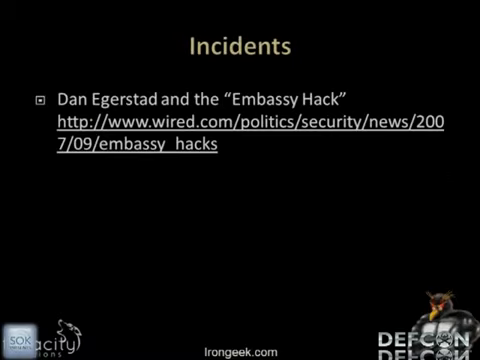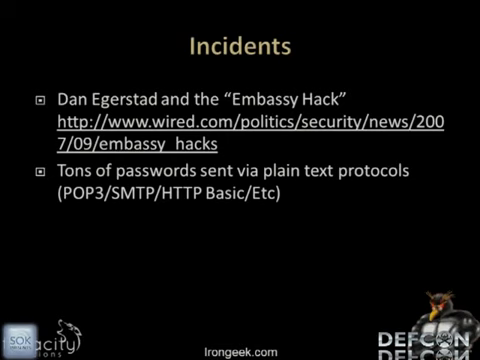A few instances: Dan Egerstad, the whole embassy hack, as it was called back in 2007. Essentially, a bunch of people, workers at embassies, were using Tor to tunnel out of the host country so they could do things anonymously. Unfortunately, the things they were doing didn't lend themselves to being particularly anonymous. The host country may not have been able to directly spy on the communications, but when you're using POP3, SMTP, HTTP basic authentication, and other plaintext protocols, the person sitting on that exit point can sniff it.